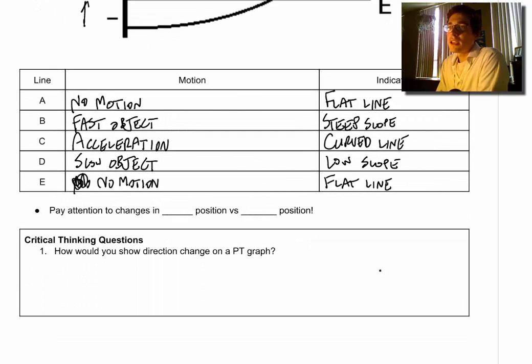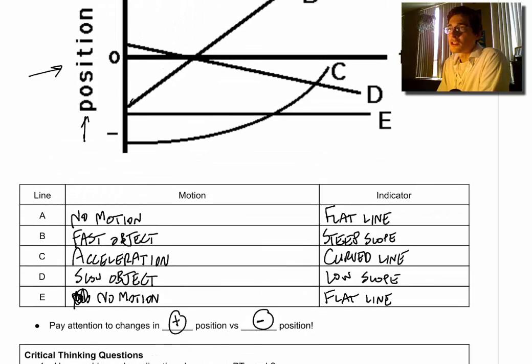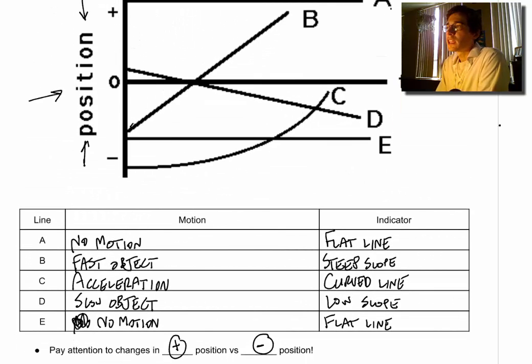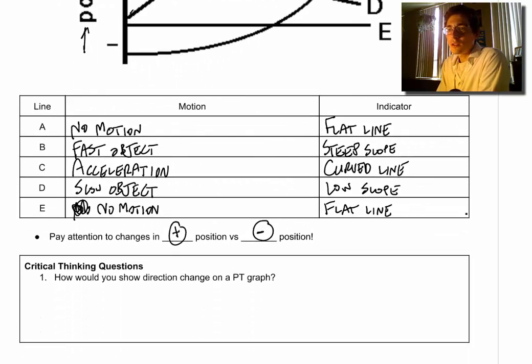And finally, at the very bottom, pay attention to changes in positive position versus negative position. Right now, all of these objects are going in a single direction. And that's your critical thinking question. What would it look like? How would you show a direction change on a position versus time graph? So take a look at that critical thinking question. Always, always, always make sure you do those.